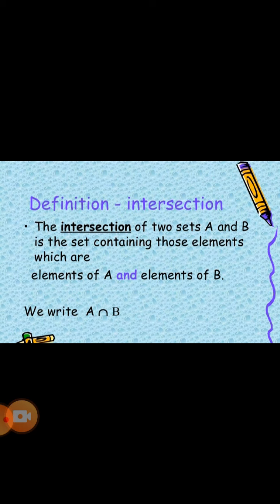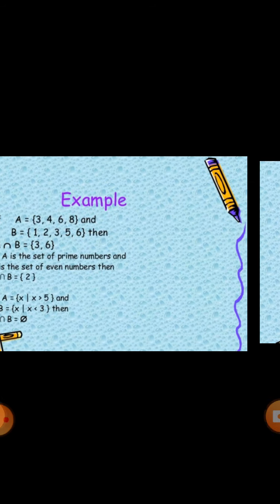For union we use a symbol like a capital U. For intersection the symbol is exactly the vertical version of the union symbol. If we have two sets A and B, the intersection of the two sets is denoted with this symbol. First of all we define intersection, then for better understanding of this definition we use an example.